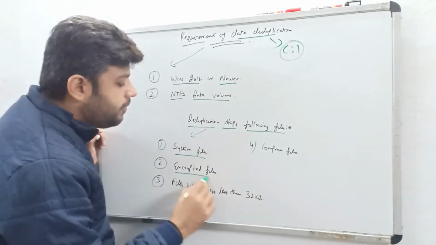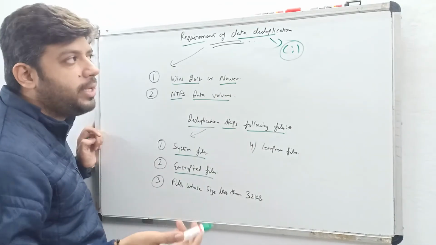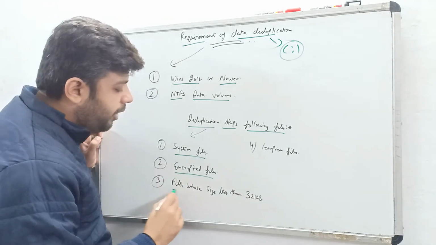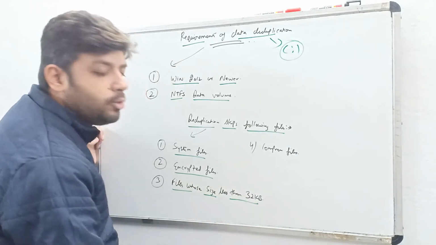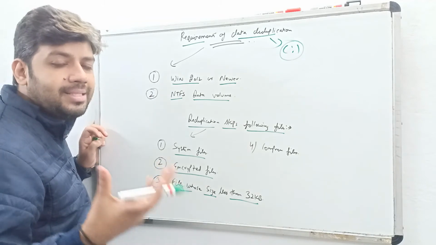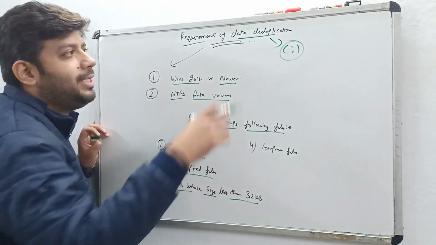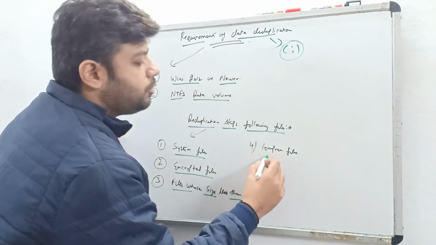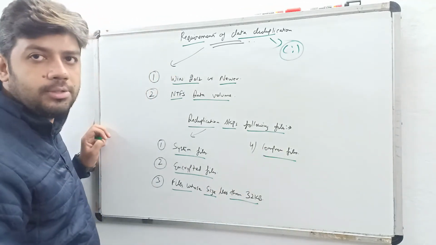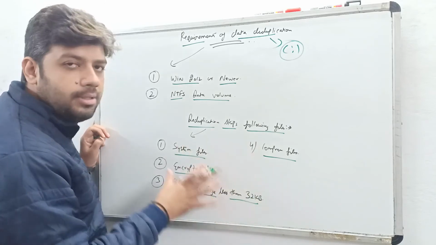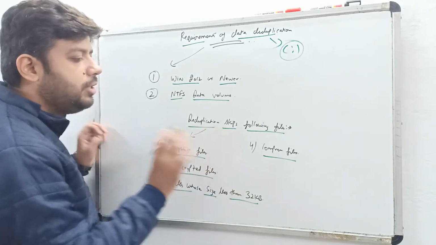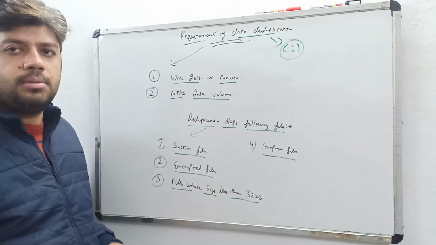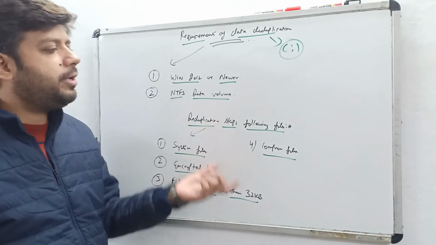Encrypted files, if you have encrypted files, deduplication does not work on those either. Files whose size is less than 32 KB. If your file size is less than 32 KB, data deduplication does not scan those files. And the last one is compressed files. So these are the files which deduplication does not work on. So this is the theoretical part.